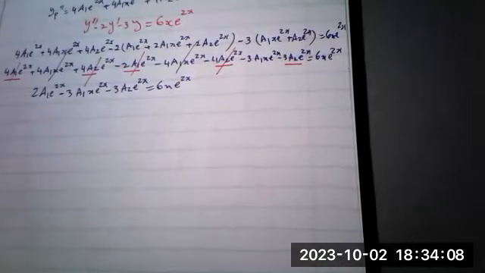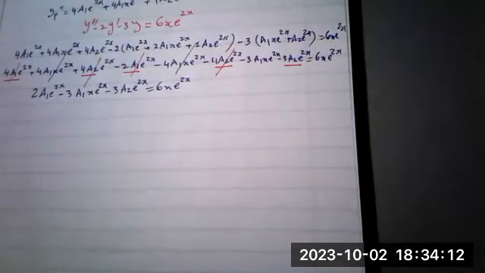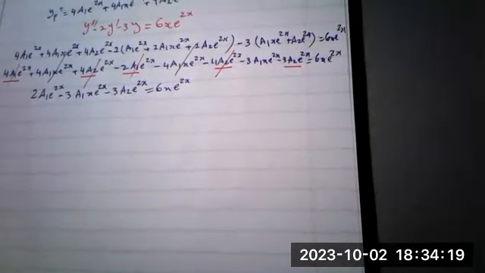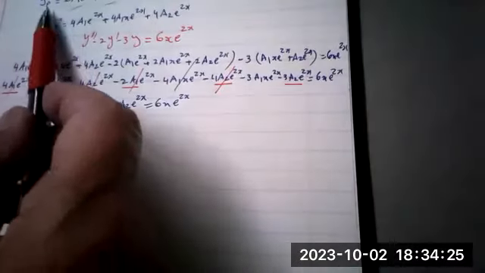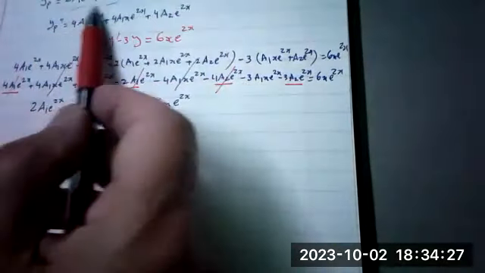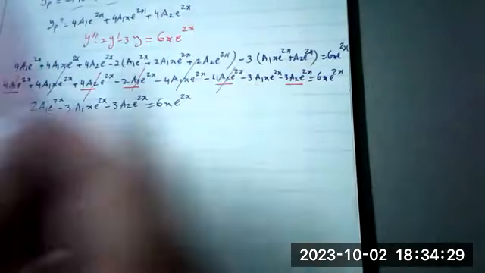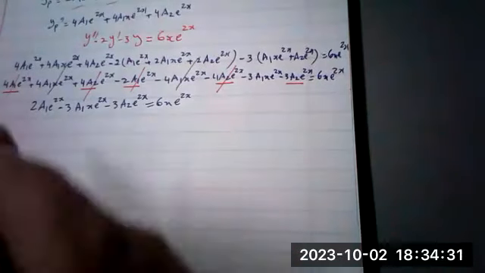You better check it yourself. What's your question? Which one? Oh, sorry. 4a2 e to the 2x. You just substitute y double prime here. This is 4a2 e to the 2x. Okay, let me finish it.